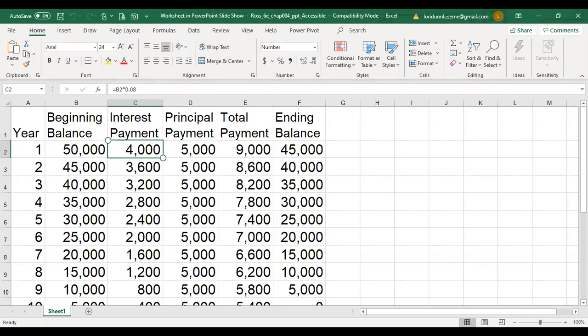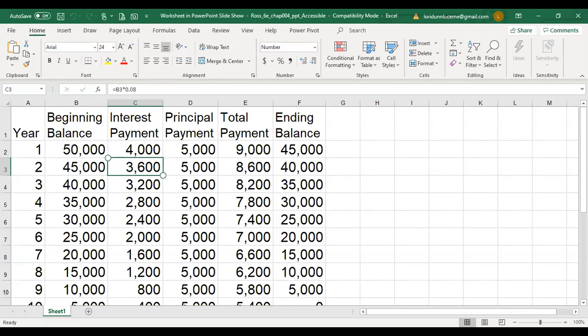The principal payment is constant each year, $5,000. So the first year, the total payment, principal plus interest, is $9,000. But you have to remember that you just paid off part of that $50,000. So the loan balance has decreased to $45,000. So when we go to calculate year two, you're going to start with a beginning balance of $45,000.